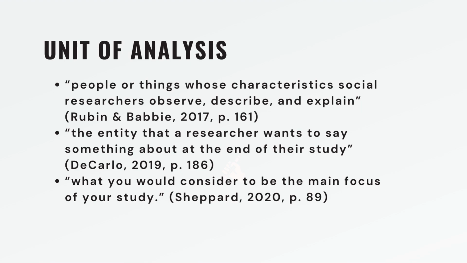Now that we have established some foundational concepts, let us discuss distinctions between units within target groups. According to Rubin and Babbie, units of analysis are the people or things whose characteristics social researchers observe, describe, and explain. De Carlo describes it as the entity that a researcher wants to say something about at the end of their study, while Shepard defines it as what you would consider to be the main focus of your study.